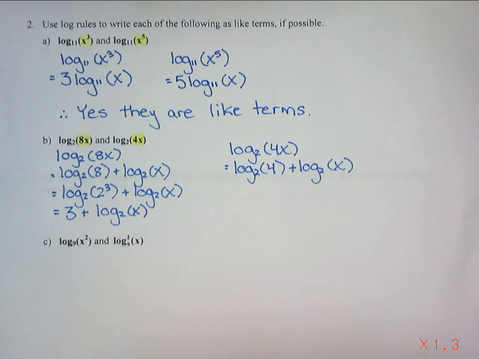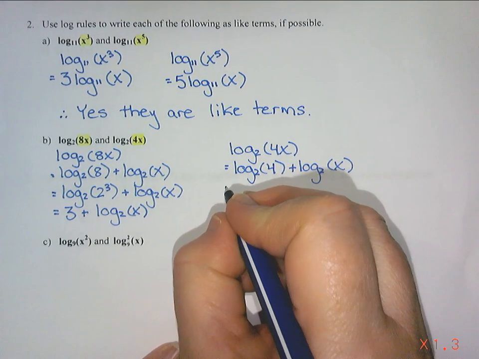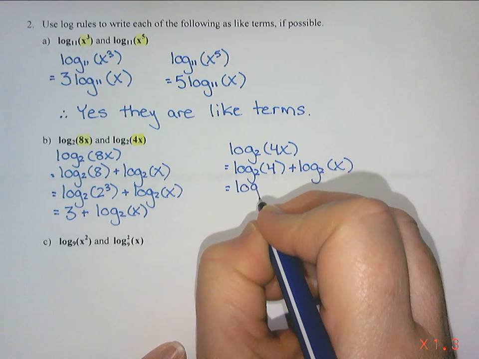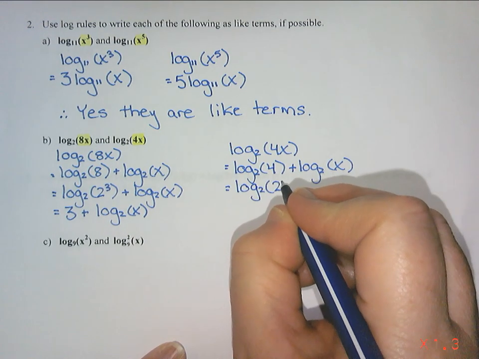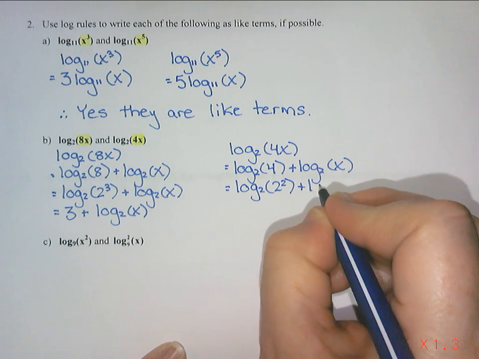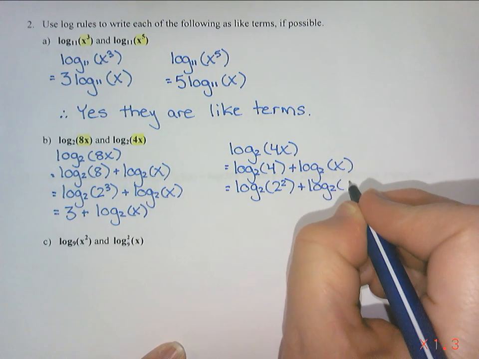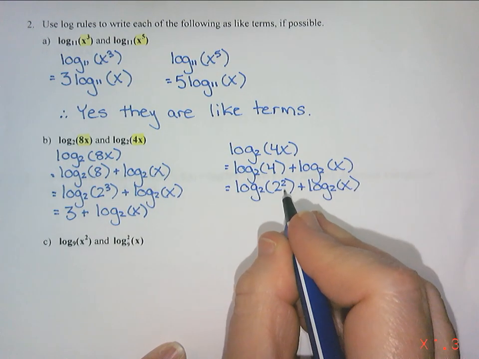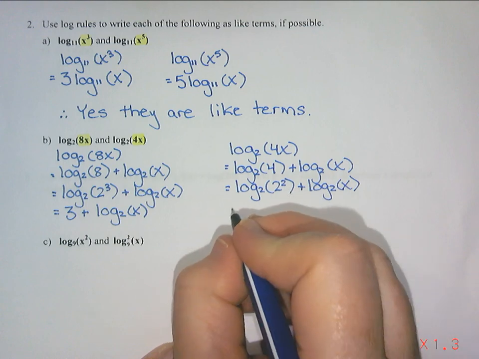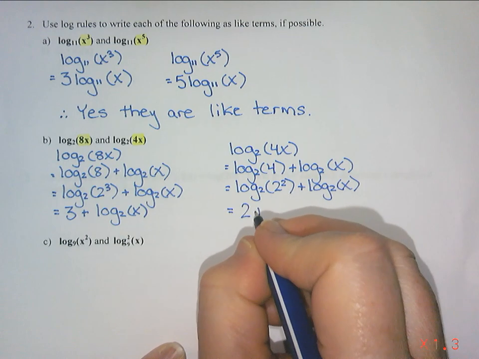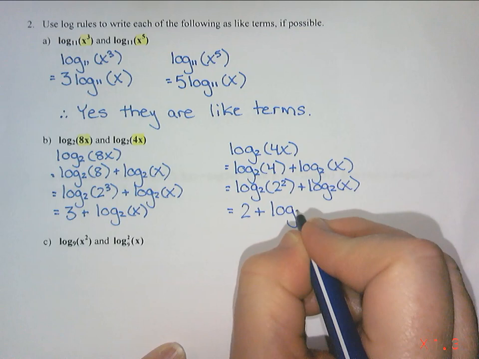Log base 2 of x I can't really do much with, but the log base 2 of 4, I know that 4 is 2 squared. So this is log base 2 of 2 squared plus log base 2 of x. So log base 2 of 2 squared is just that exponent of 2 plus log base 2 of x.